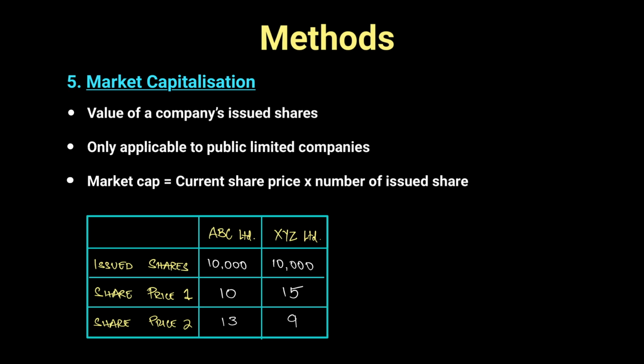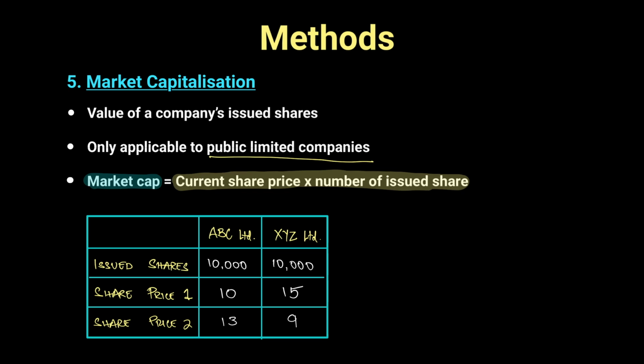Now, the last of the commonly used methods to measure size of a business is called market capitalization. Okay? And the first thing to remember about market capitalization, or simply called market cap, is that it is only applicable to public limited companies. Public limited companies have the ability to sell shares on the stock exchange, and those shares are subject to fluctuation in price. And a simple multiplication of any share's current share price with the number of shares issued by the company would give you your market cap. Okay, that's the formula: current share price times number of issued shares.